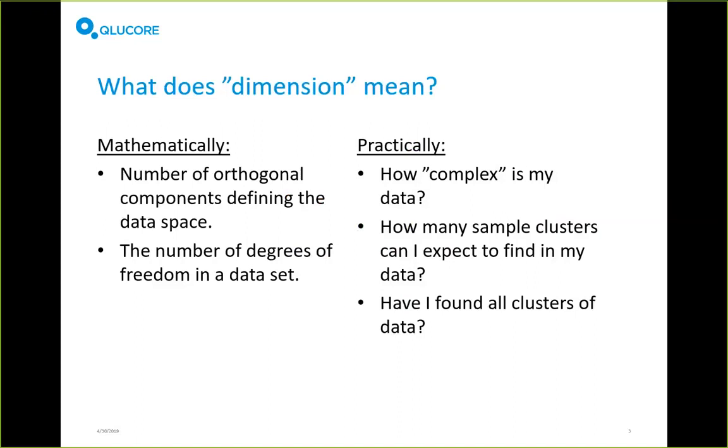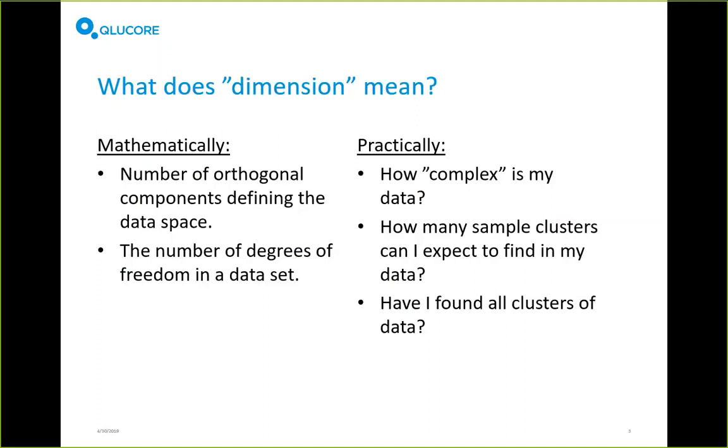And if we say this mathematically, dimension means the number of orthogonal components defining the data space, or the number of degrees of freedom in a data set. So if your sample is a point in this n-dimensional room, the number of degrees of freedom is the number of coordinates needed to describe where that point is. And depending on your variables, whether or not they covariate, which they usually do to some degree, the number of variables is the number of dimensions. But that's not really necessarily the case, because the variables may be connected to some degree.